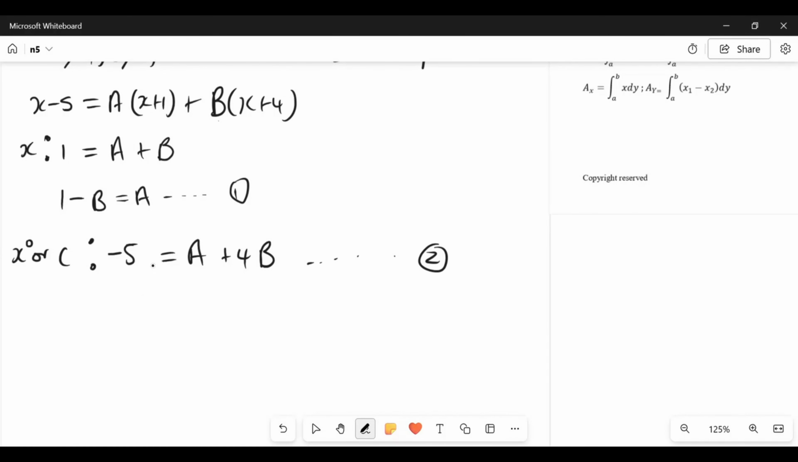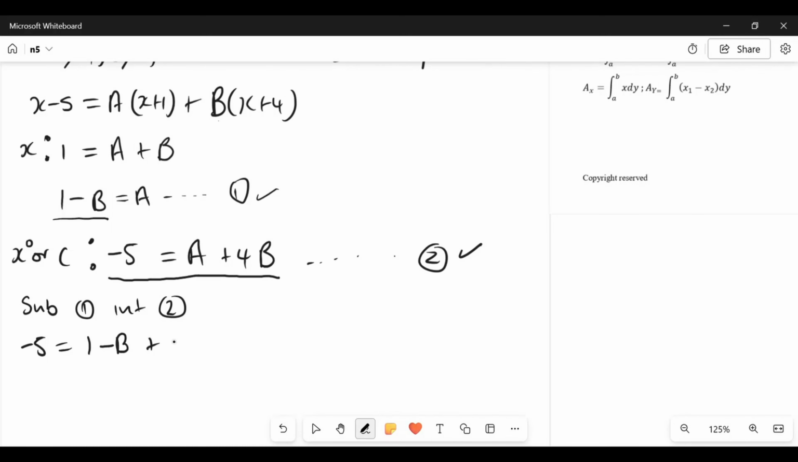So here, guys, it's another method that we use, which is grouping, to find our a and b. So we can say substitute 1 into 2. We're going to substitute equation 1 into equation 2. As you can see, equation 2 is negative 5 is equal to a plus 4b. So wherever there is a, we're going to substitute with 1 minus b. Let's do it. So we can say negative 5 is equal to, instead of writing a, we can write 1 minus b plus 4b.